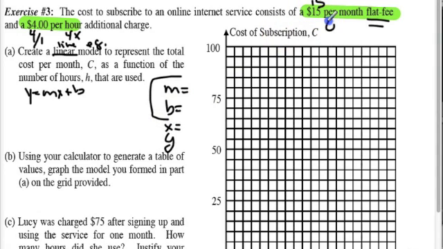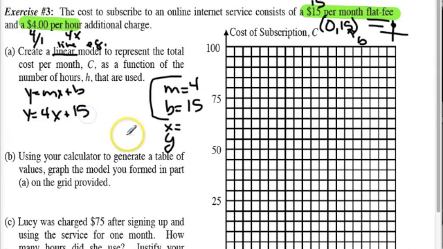If you watch the internet 0 hours, you are being charged $15. Look at that, that's your x, y. Now, if I plot (0, 15), I end up on the y-axis. That's my y-intercept, so b equals 15. This $4 per hour is my rate of change. For every hour, I get charged $4. That's my slope. Therefore, I can write the equation of the line, y equals 4x plus 15.